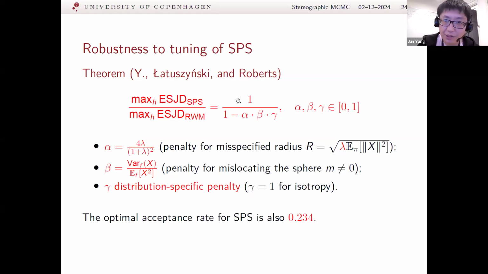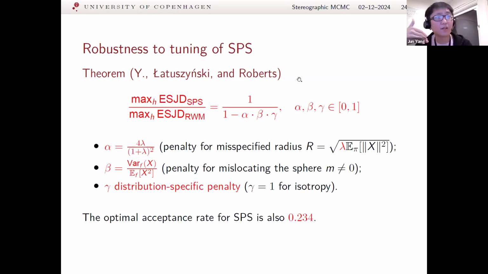We can show this ratio equals 1 divided by 1 minus alpha times beta times gamma. Alpha, beta, and gamma are constants from 0 to 1. You can imagine that if one of alpha, beta, gamma equals 0, then these two algorithms become the same. But if all of them are very close to 1, then this ratio can be arbitrarily larger than 1.